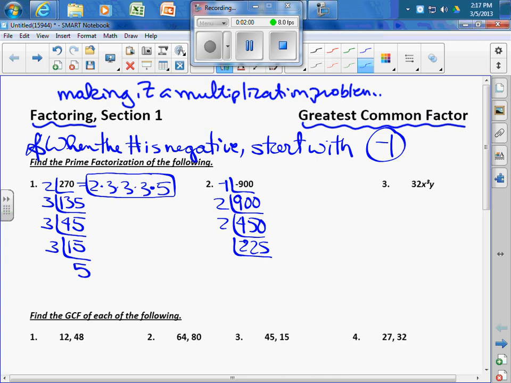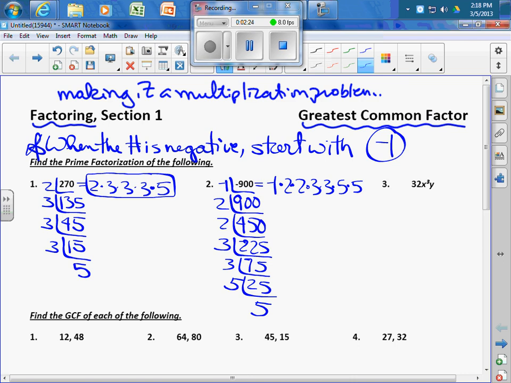I'm going to divide that by 2 and I get 225. 225 is divisible by 3. I know it ends in 5. We could go ahead and divide by 5, but I like doing it this way because by the time I'm done, I will have all of my prime factors in numerical order. So I have negative 1 times 2 times 2 times 3 times 3 times 5 times 5.